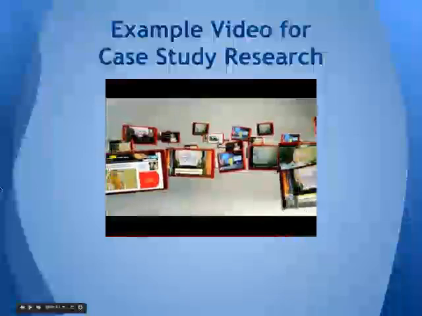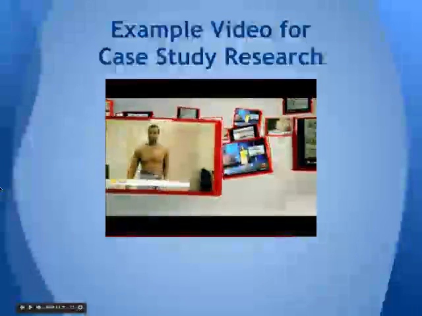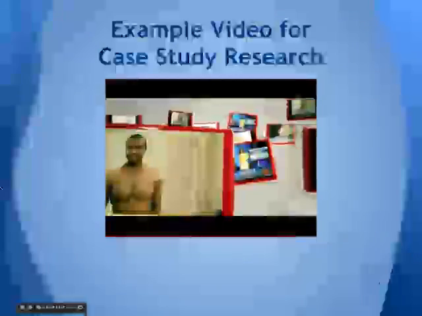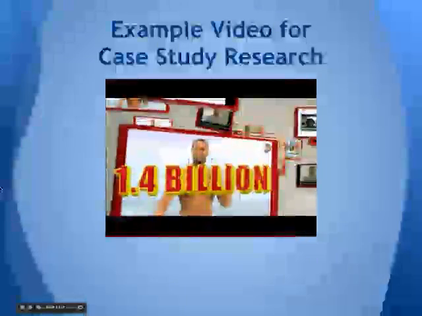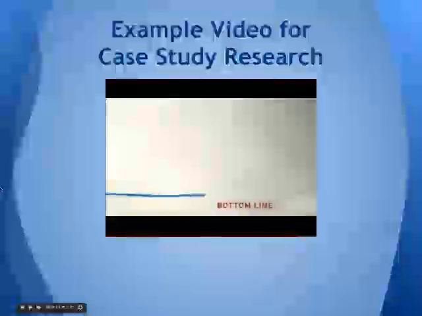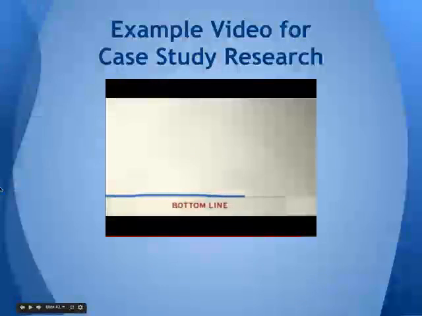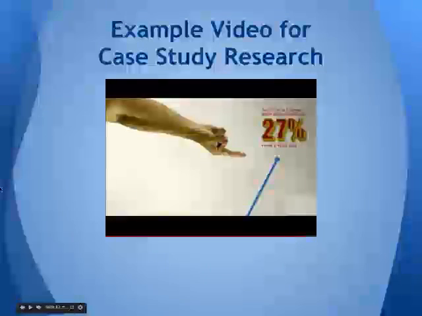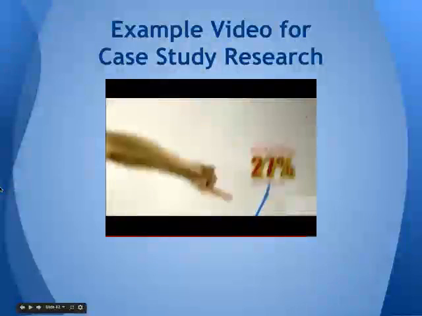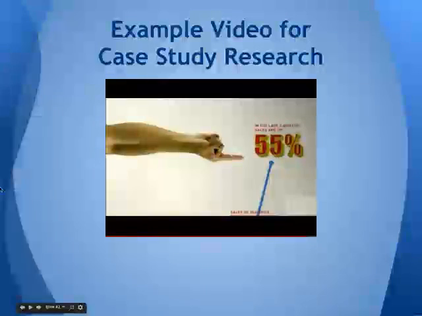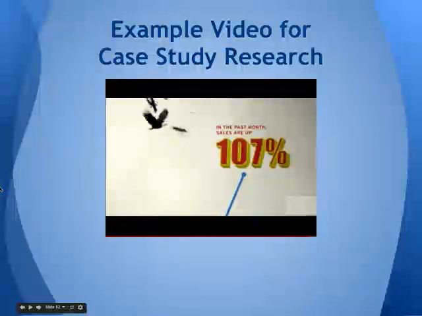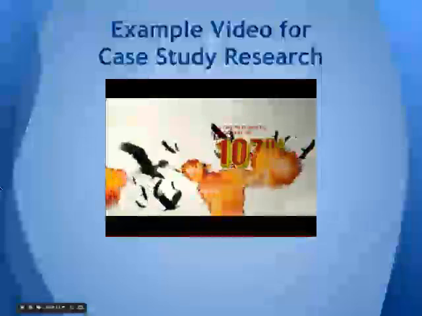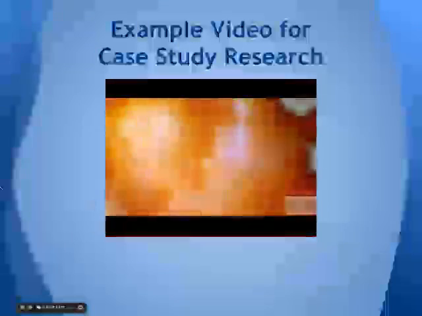And in the 6 months since The Man Your Man Could Smell Like first appeared, the campaign has generated more than 1.4 billion impressions for the brand, and that's a lot. Without question, the campaign has had a dramatic impact on the bottom line. In the 6 months since launch, sales of Old Spice body wash have increased 27% from a year ago. In the last 3 months, sales are up 55%. And in the past month, sales are up 107%, cementing Old Spice as the #1 brand of body wash for men.